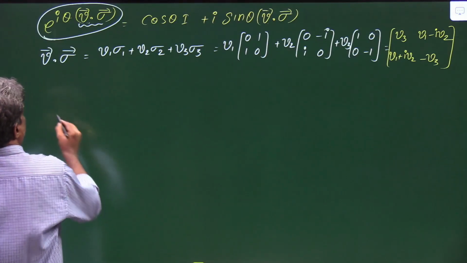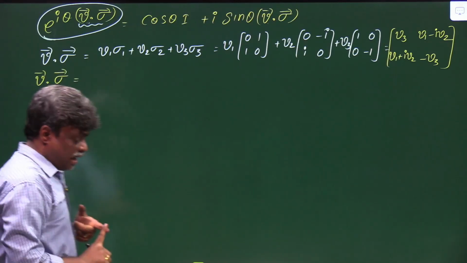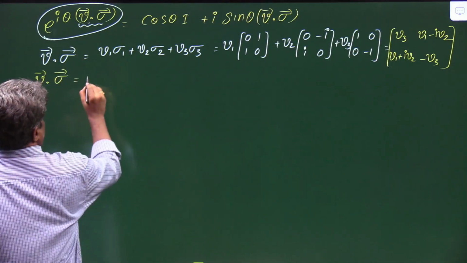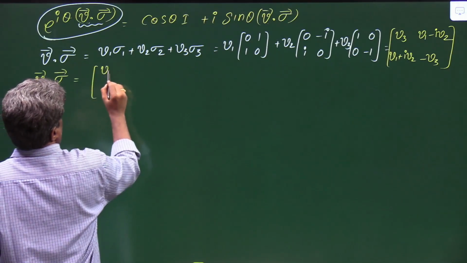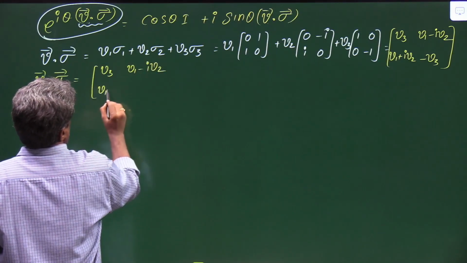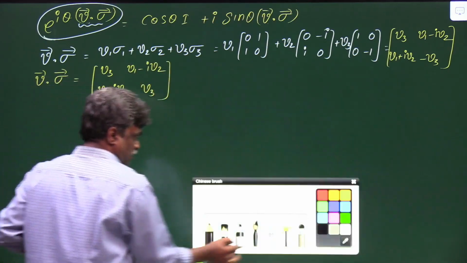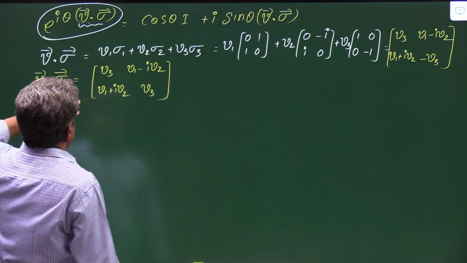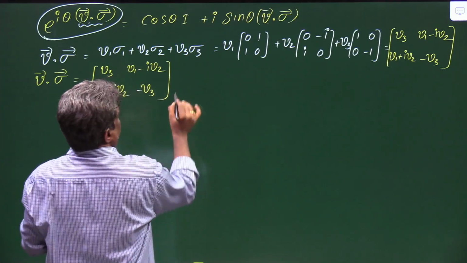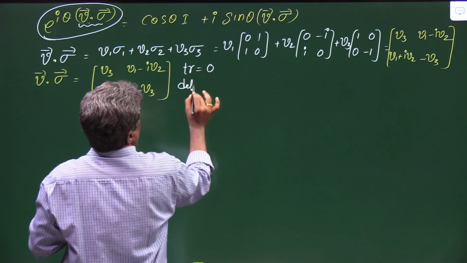Once I got this matrix, for spectral decomposition I have to find eigenvalues. Eigenvectors no need to find, just find eigenvalues. So this is v3, v1 minus iota v2, v1 plus iota v2, and this is minus v3, sorry, here it is minus. How to find the eigenvalues? I told you already one method: trace. Trace is 0, and the determinant.